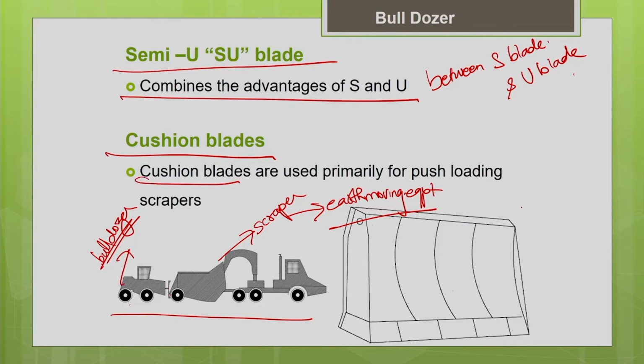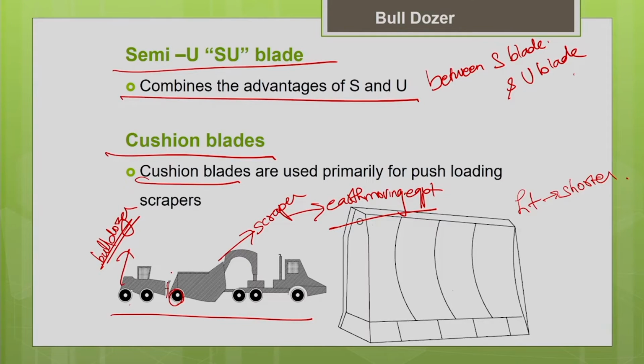These blades are generally shorter in height, so that the height of the blade won't disturb the rear wheel of the machine which it is pushing. The blade height is shorter, and no movement is possible with this blade. I cannot tilt or pitch or angle, nothing is possible with this cushion blade, it is just fixed. Its productivity is also less with respect to earth moving operation. It is not commonly used for earth moving operation; it is used primarily only for pushing other machines.